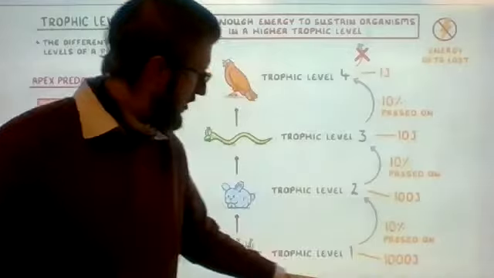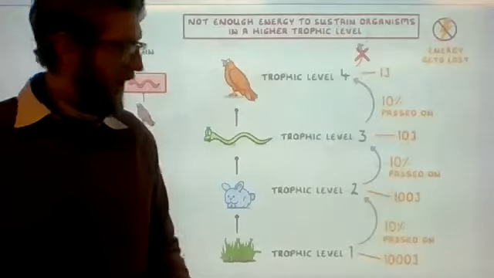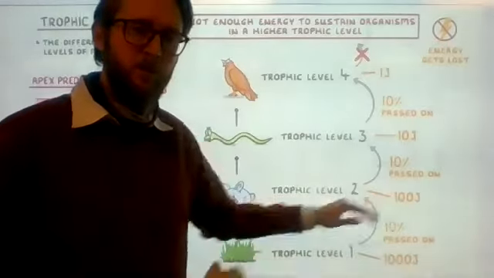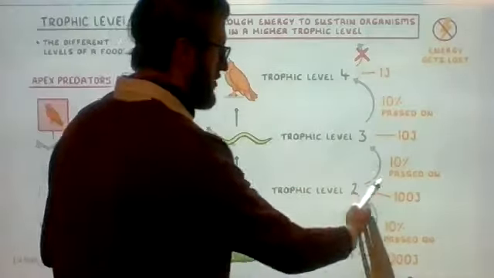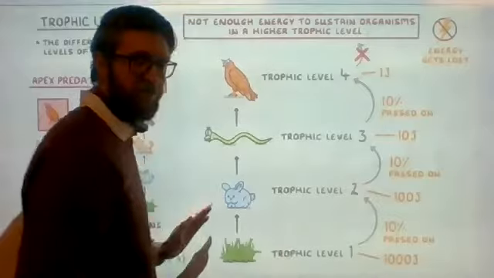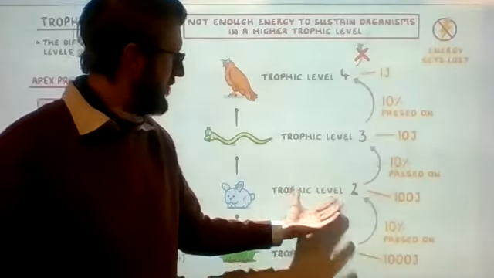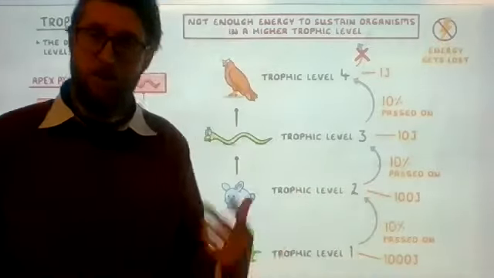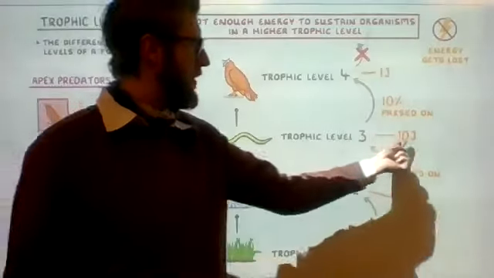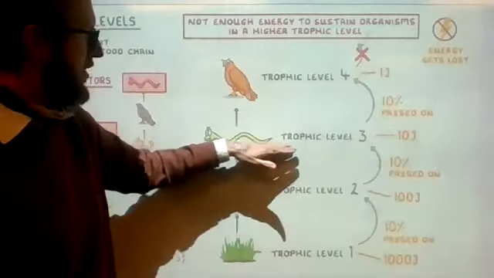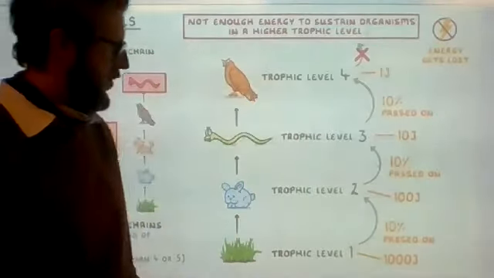So if there's 1,000 joules in trophic level 1, only 10% or 1/10 of that energy will go into the next level. So there's only going to be 100 joules of energy available at this level. And of that 100 joules, only 1/10 or 10% of that will be passed on to the next, and so forth. So there'll only be 10 joules of energy available at trophic level 3 and 1 joule of energy available at trophic level 4.